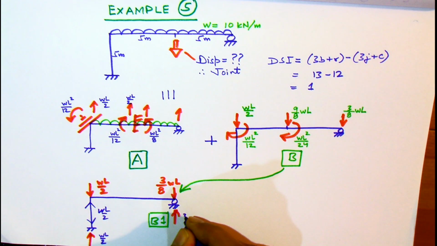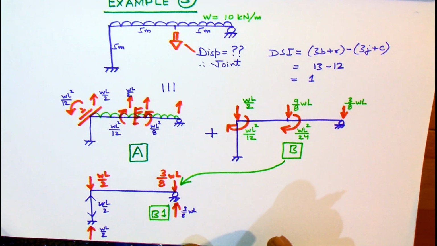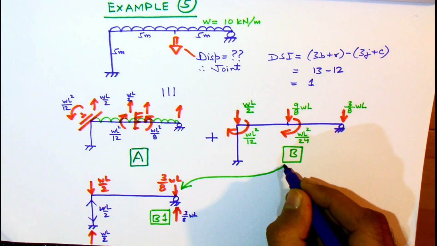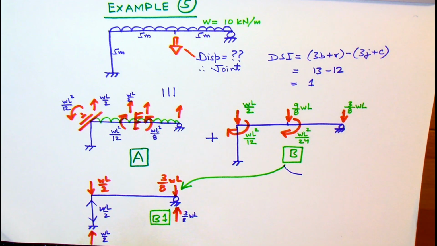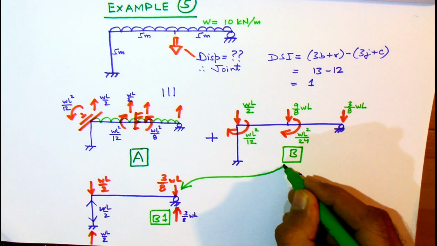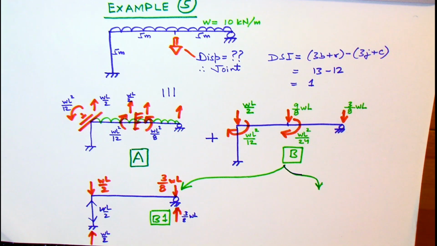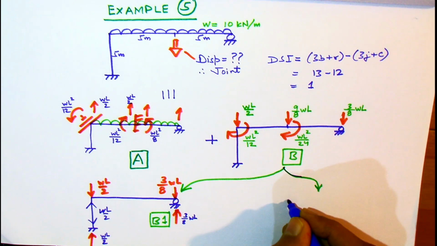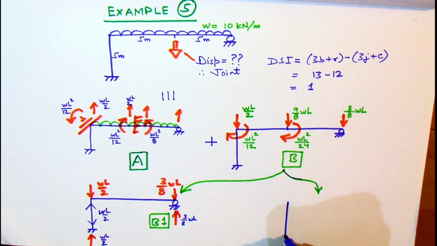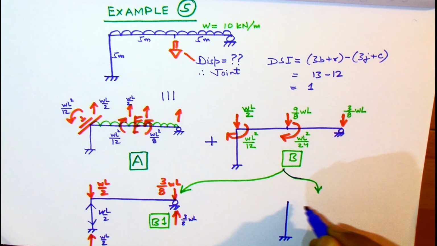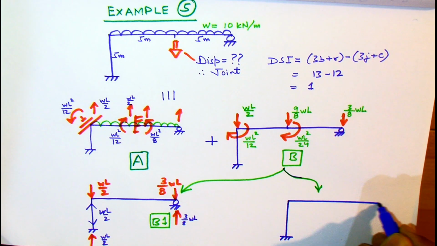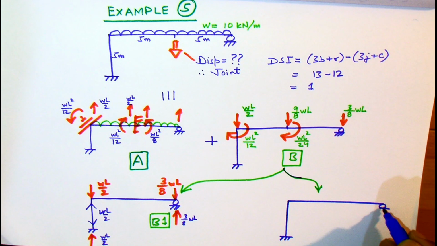So for A and B1 we have the results, the internal forces and the reactions, and we just analyze now case B2 with just 3 forces, so that helps us in reducing the flexibility matrix size.